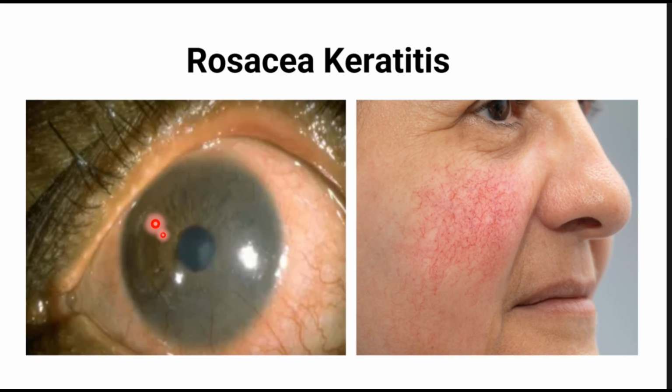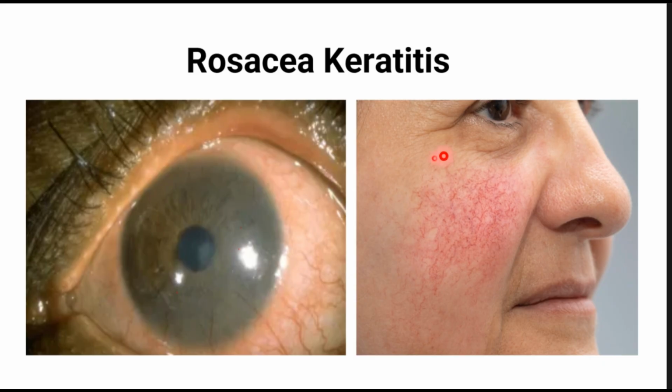Another close differential is rosacea keratitis. So here you are going to see diffuse inferior involvement with superficial vascularization and punctate epithelial erosion. So very tiny epithelial erosions is what you are going to find in case of this rosacea keratitis. Moreover, the patient will have these dilated vessels on the skin. So this is known as facial telangiectasias and erythema.